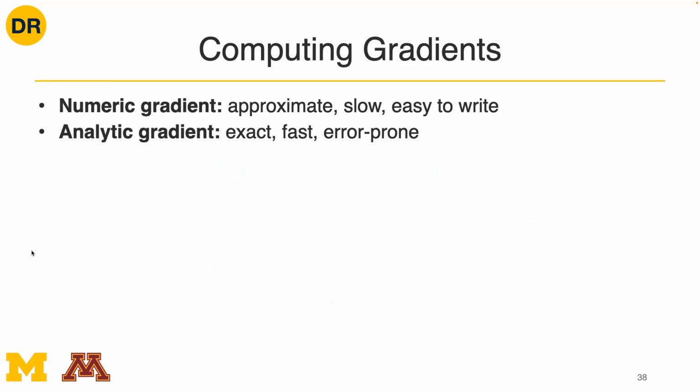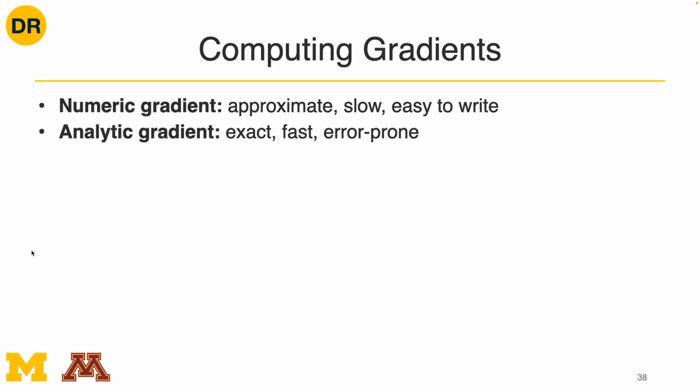Okay. So computing gradients. There are two approaches that we looked at. First, there's the numeric gradient. It's nice in that conceptually it makes some geometric sense to us, in terms of trying to approximate that slope. But the downside is it's an approximate method, and also it's very slow.